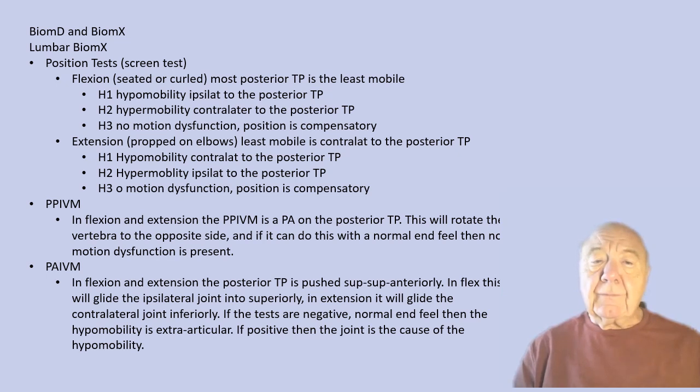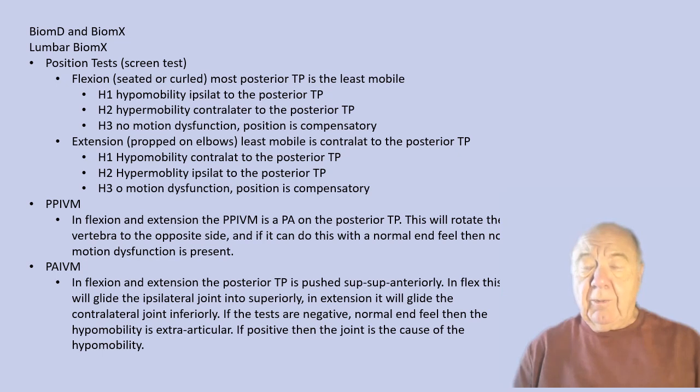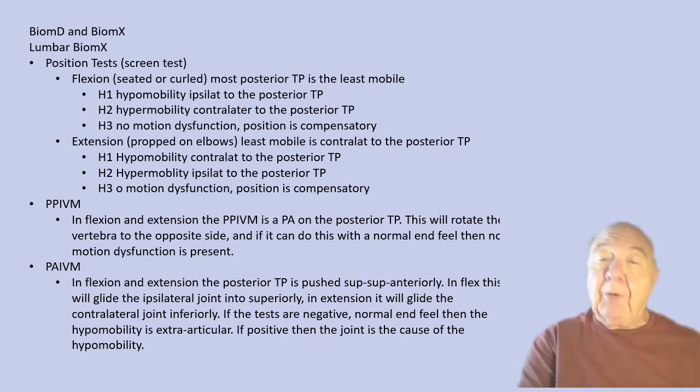So what we did was we had the patient flex forward, so they could either do it in sitting where they just put their hands on the floor, or they could go onto elbows and knees and curl up. So for flexion, the most hit posterior transverse process is the one that's least mobile, either because it's actually hypomobile or because the other one is hypermobile.